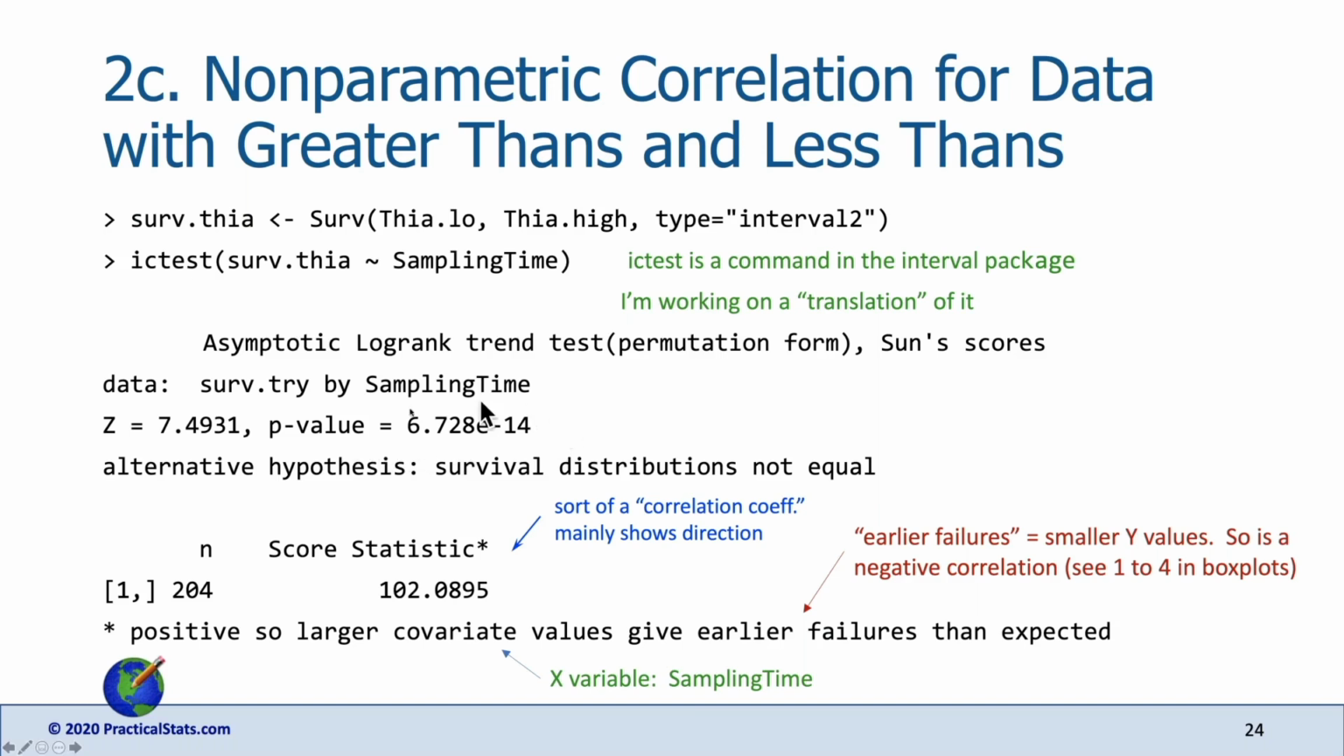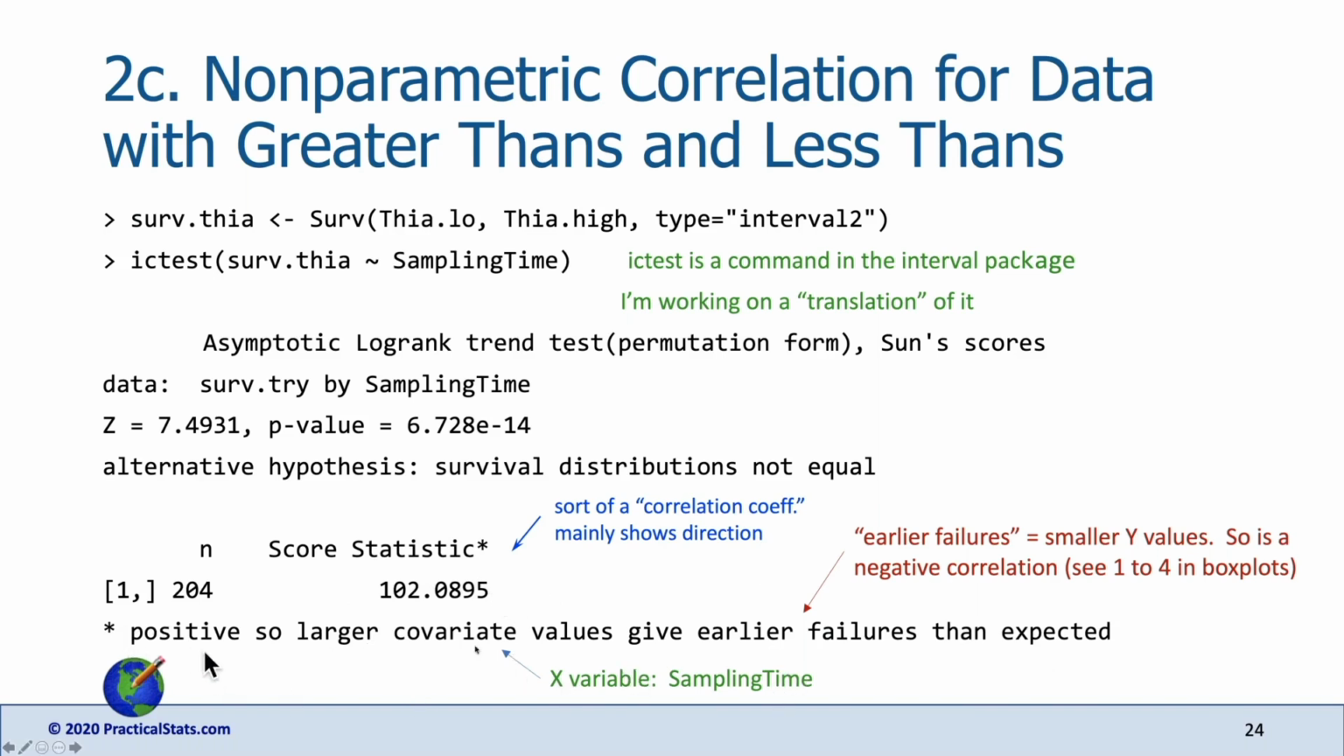But for what you get a p-value that says it's really small. This is not just random. The direction of y is related to the direction in x. It gives you a score statistic, which is not a correlation coefficient, but it does show direction. The direction, not surprisingly, is backwards from what we might think. So here's the text that comes back out.